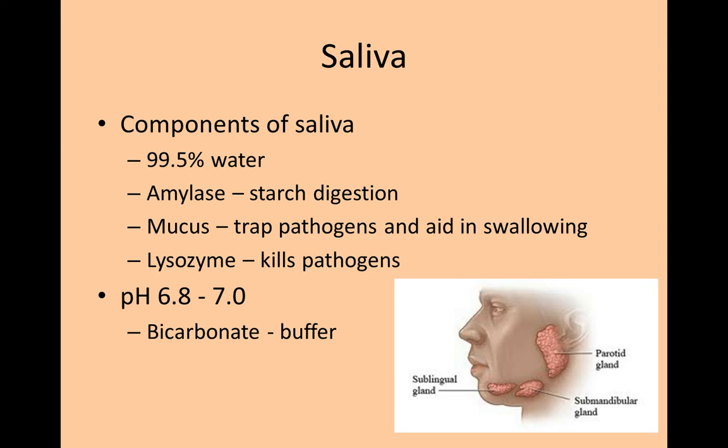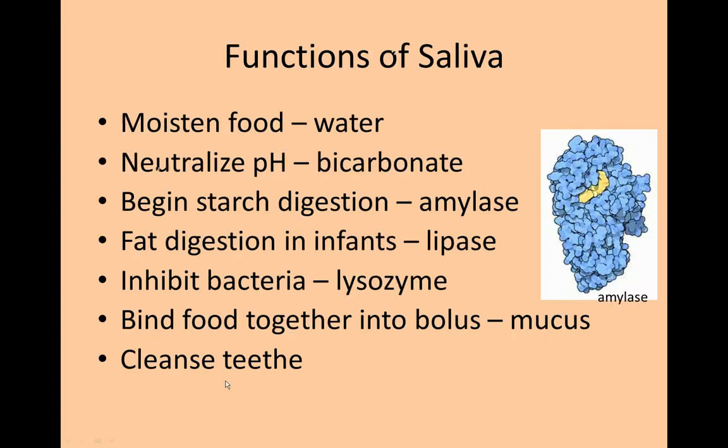Another job of saliva is to act as a pH buffer, so that if you eat something that's highly acidic or perhaps slightly basic, you will buffer that pH solution and bring it back closer to a neutral pH of around 6.8 to 7.